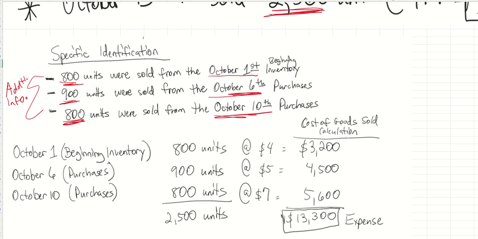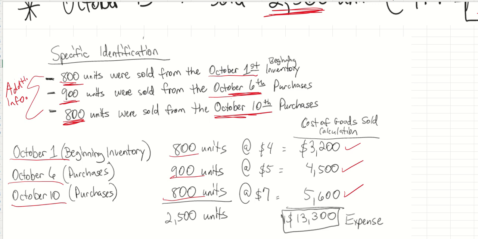So it really is this simple. We're going to take what is provided to us and include it in the cost of goods sold calculation. You can see here on October 1st, 800 units were sold out of that batch, so $3,200 is included in cost of goods sold. Then October 6th, they let us know 900 units were sold from that batch of inventory, for $4,500. Then we have October 10th, where 800 units were sold from that batch of inventory, and that gives us $5,600.